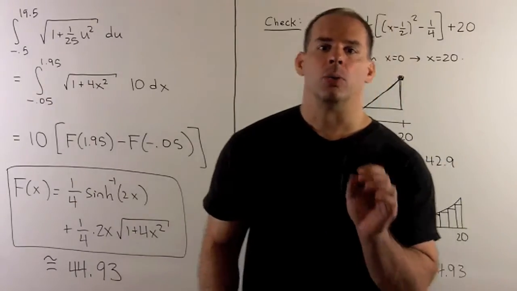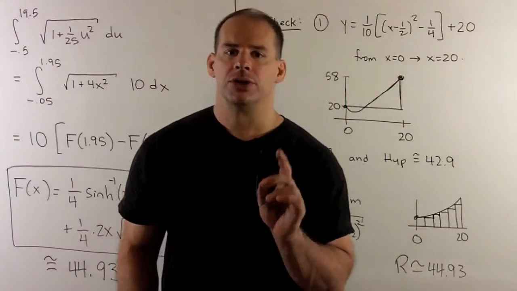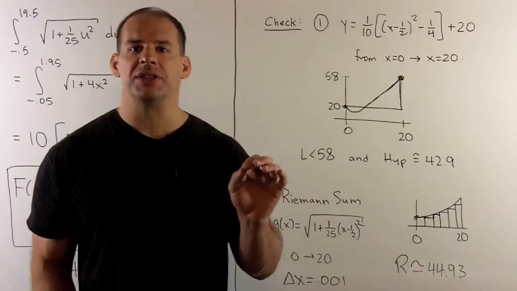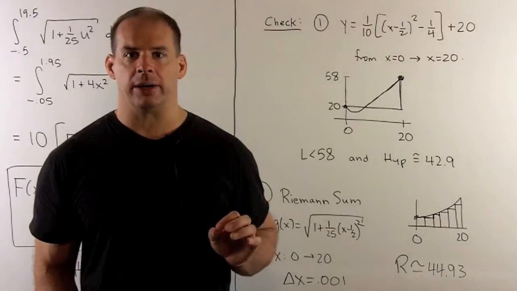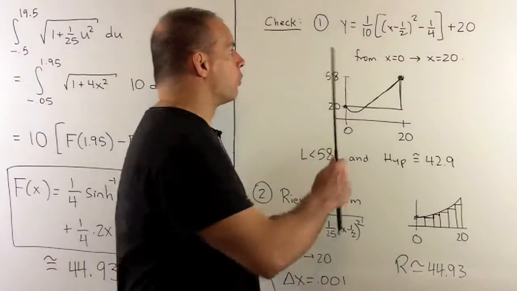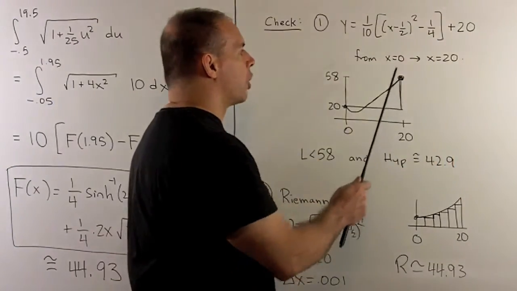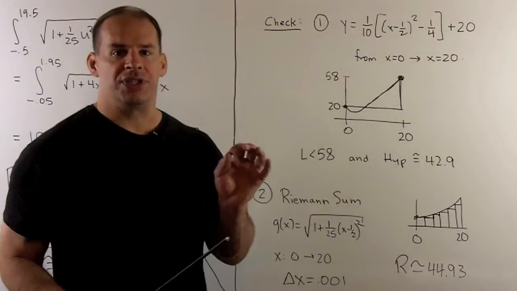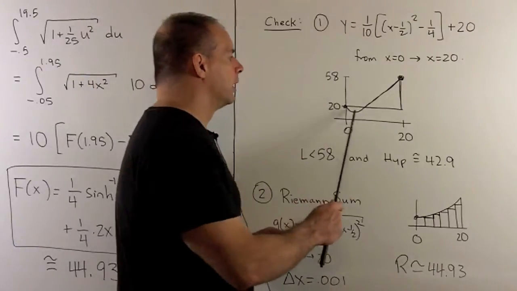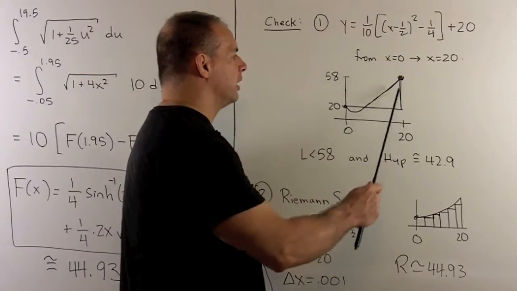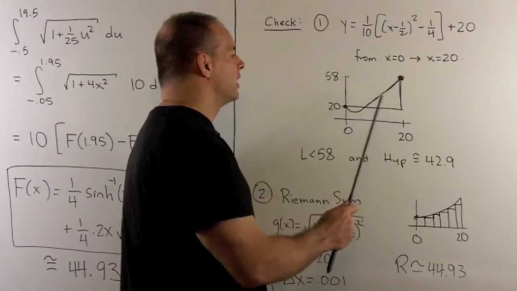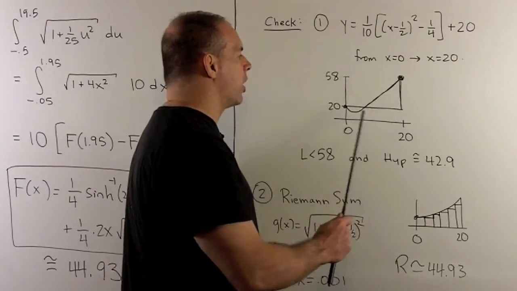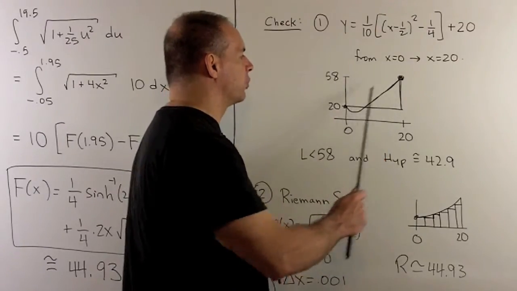Now, we check our answer. So we'll have 2 checks, and in both cases, we're going to go back to the original data. So we're going to have our original equation of the parabola and our original limits, going from 0 to 20. If we sketch the parabola, I can connect the dots if I take the endpoints and draw in the lines that are parallel to the x and y axes to get a right triangle.